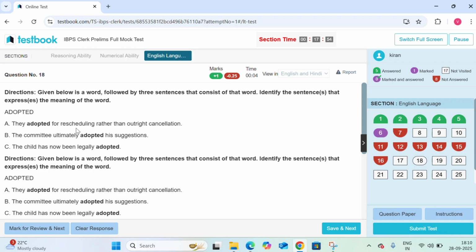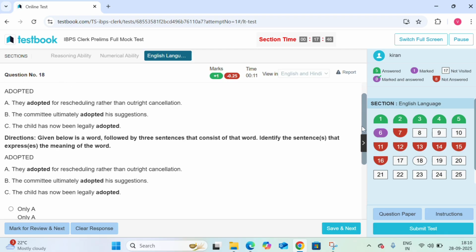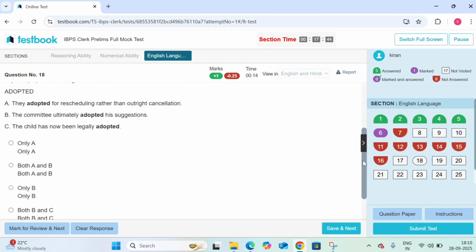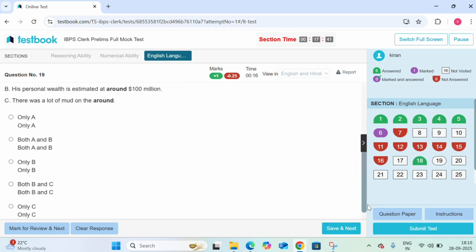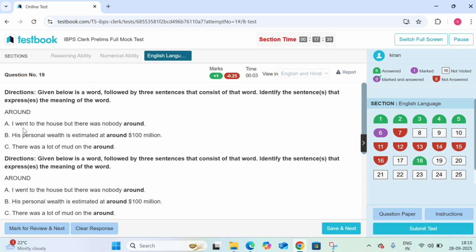Adopted. They adopted for rescheduling rather than outright cancellation. The committee ultimately adopted his suggestion. The child has now been legally adopted. B and C. Next. Around. I went to the house, but there was nobody around. His personal wealth is estimated at around 100 billion. There was a lot of mud on the around. No, A and B.